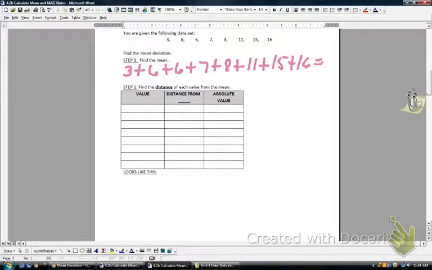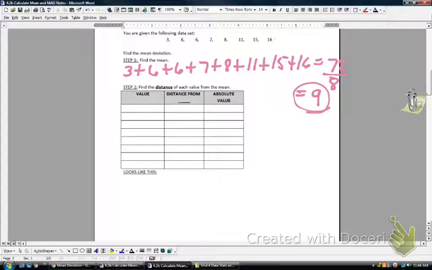You're going to add those up in your calculator, and this is the part where I told you at the beginning that you actually need to do it. So get your calculator and add those up. You should get 72. And then we're going to divide by 8 because there's 1, 2, 3, 4, 5, 6, 7, 8 numbers in my data set, and that comes out to be 9. So my mean is 9.